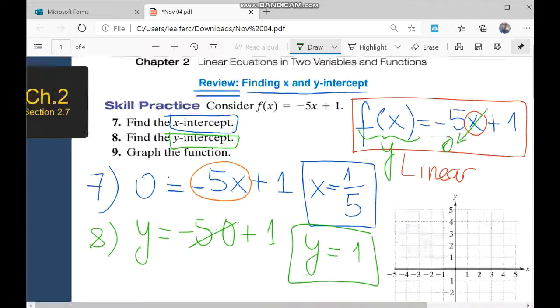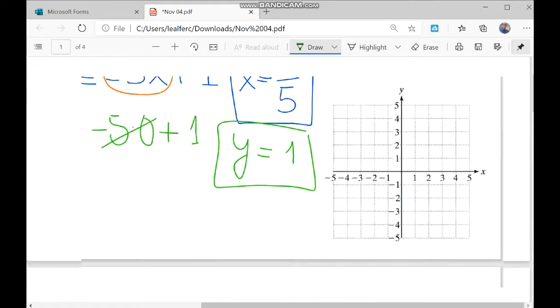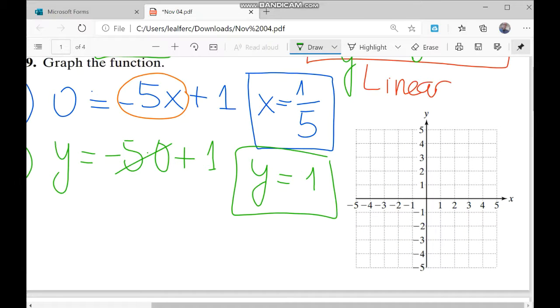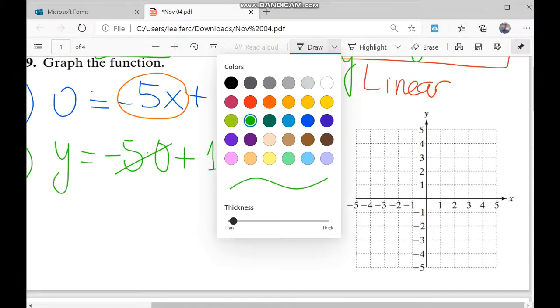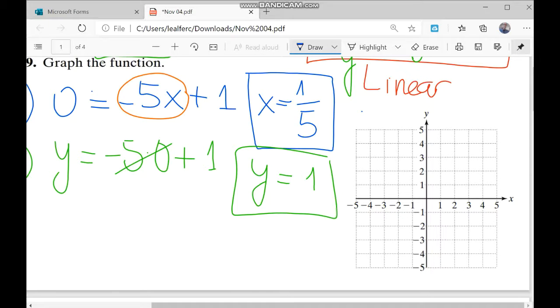Let's work on the graph. I will zoom in on the graph and let's find the x-intercept on the graph. I will represent it in blue, and this is 1 over 5. 1 over 5 is going to be somewhere here. This is the point that they're looking for. The next point is the y-intercept. It's on the y-axis. So get this green color here. Find y equals 1. And y equals 1 is here.